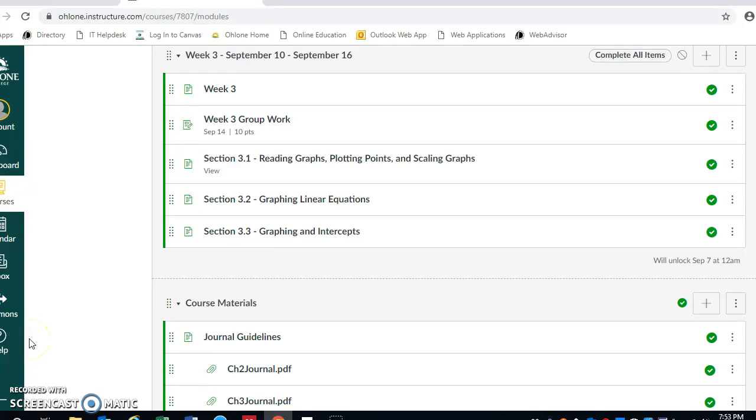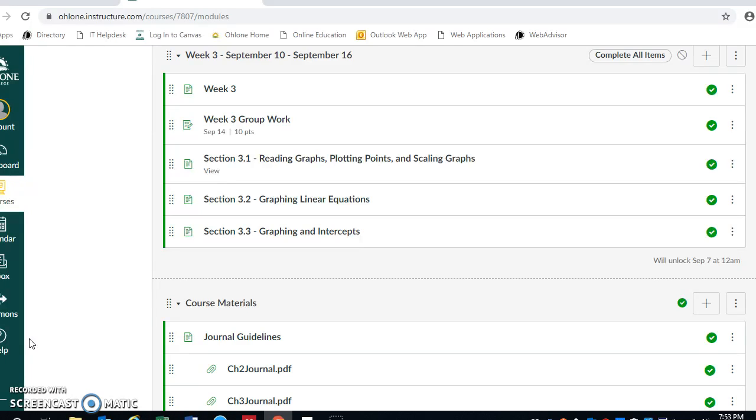So this week we moved from chapter 2 to chapter 3. Chapter 3 is all about graphing. And so this week you're going to begin just with an introduction of the rectangular coordinate system, how to draw a graph of a linear equation.